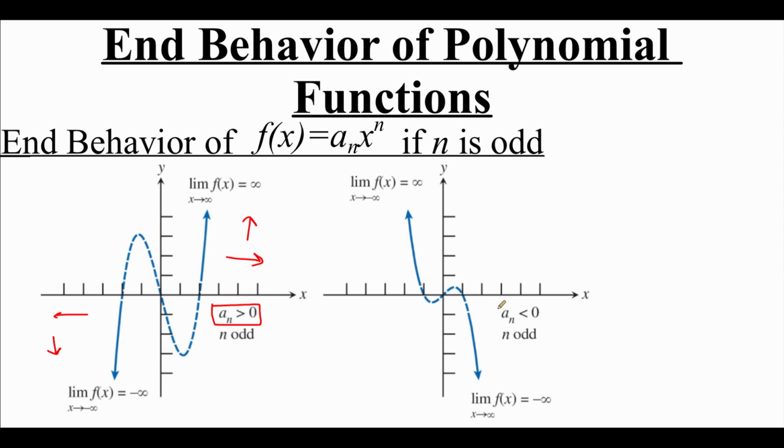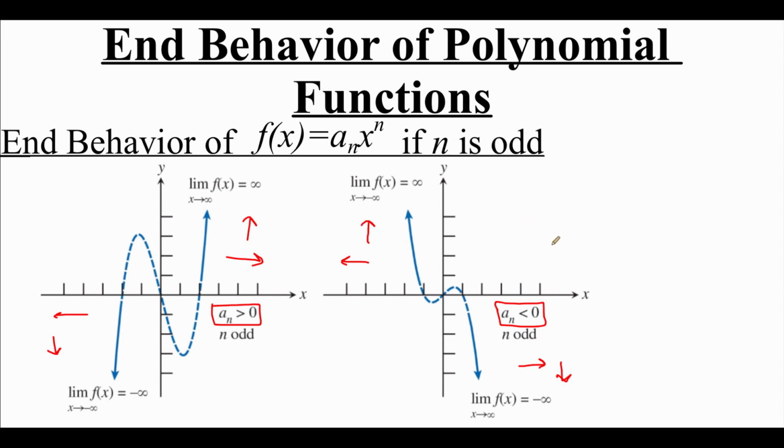Now if we adjust things a little bit and have a negative leading coefficient, then a negative leading coefficient is going to flip our graph over the x-axis. So now the limit as x approaches infinity, so as we work our way out to the right-hand side, now our function is decreasing going down to negative infinity. Or vice versa, if we look at the limit as x approaches negative infinity, so as we work our way out to the left-hand side, now our graph is increasing up.